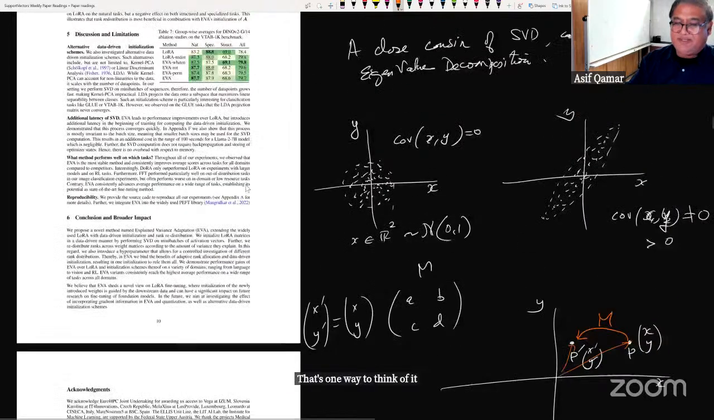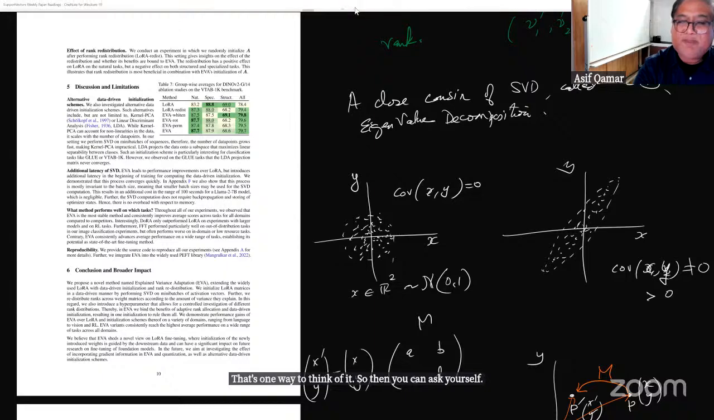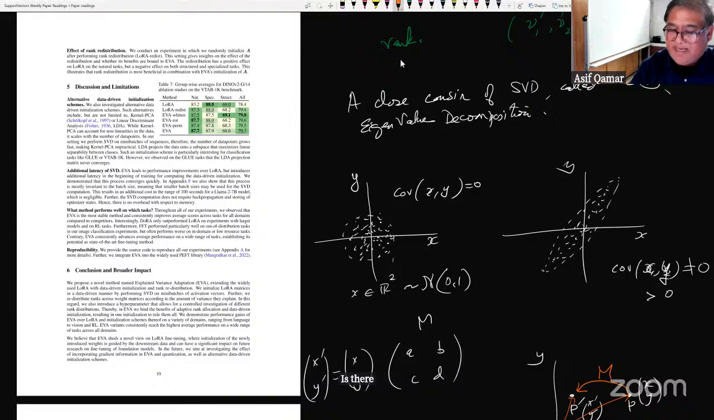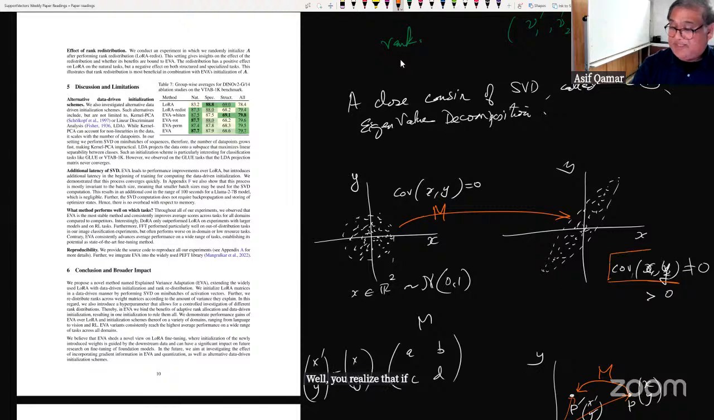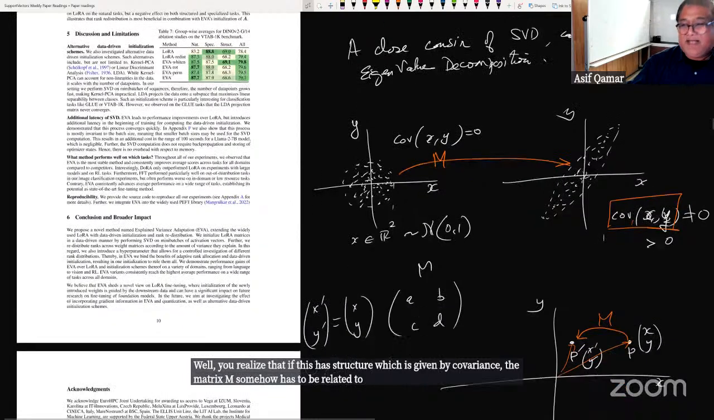So then you can ask yourself, is there a matrix M such that it takes this and converts it into that, right? Converts an isotropic distribution like this and converts it into a relationship. You would imagine there has to be a matrix. So there is some matrix. And what would that matrix really contain? Well, you realize that if this has structure, which is given by covariance, the matrix M somehow has to be related to the covariance. And in fact, it is.